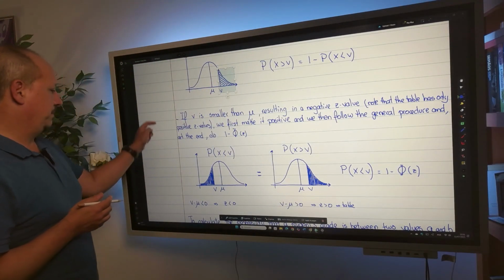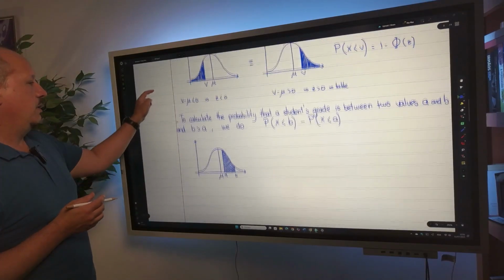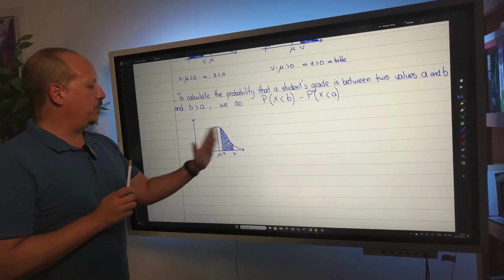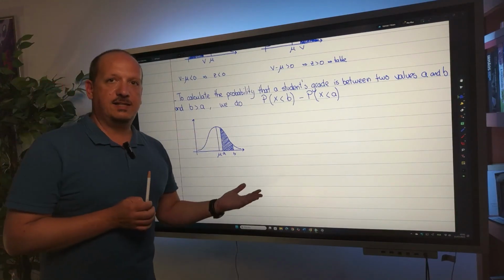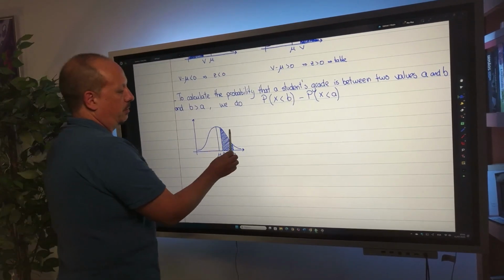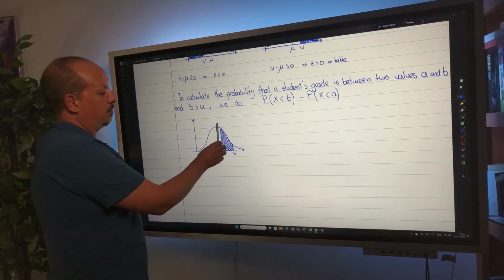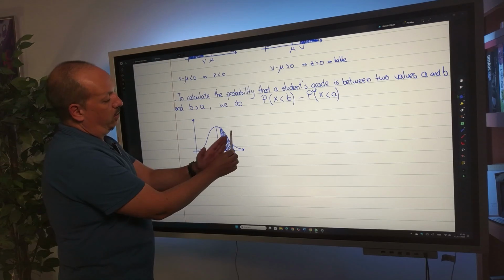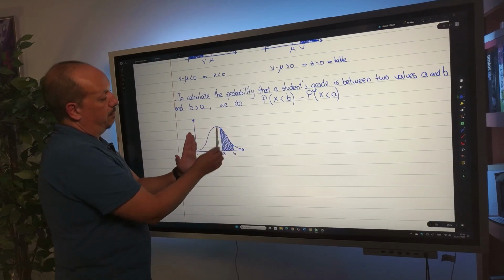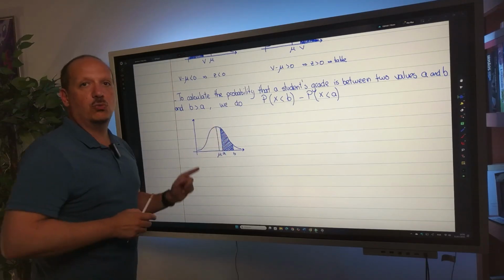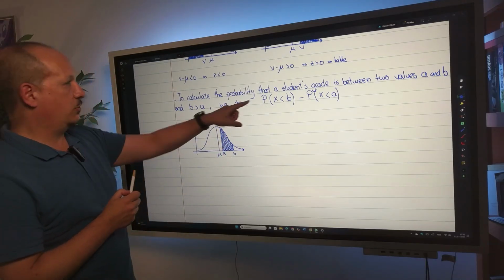All right, what else? What if you want to calculate the probability in between two values? Again, it's simple. Just calculate the probability associated with the value b minus the probability associated with the value a. You are doing all this area over here minus all this area over here, and you are left with the segment that you want. Okay, that's what you have over there.